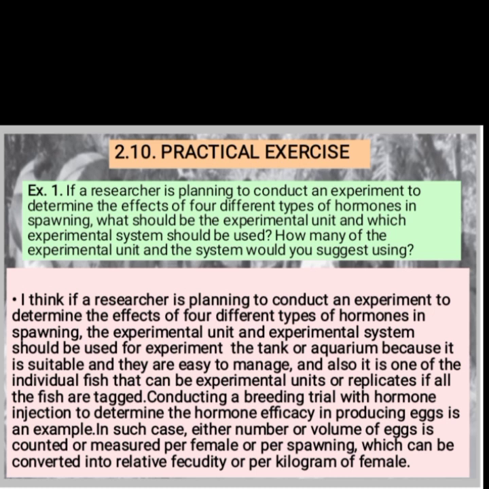Conducting a breeding trial with hormone injection to determine the hormone efficacy in producing eggs is an example. In such case, either number or volume of eggs is counted or measured per female or per spawning, which can be converted into relative fecundity or per kilogram of female.